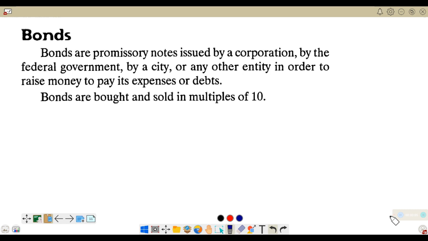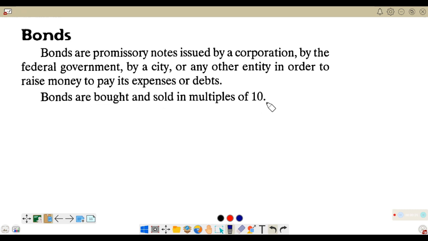This is Ma'am Rena, and for today's video discussion, we are going to talk about bonds. So, what are bonds? Bonds are promissory notes issued by a corporation, by the federal government, by a city, or any other entity in order to raise money to pay its expenses or debts. So, bonds are bought and sold in multiples of 10.